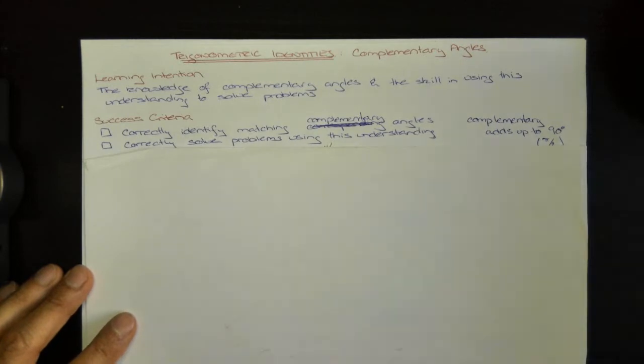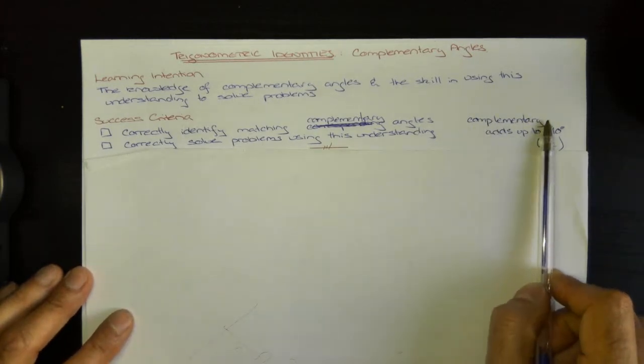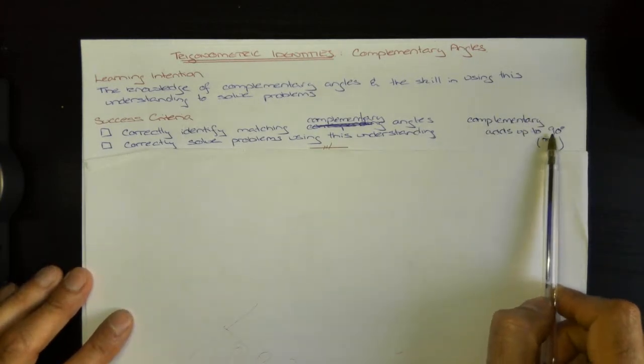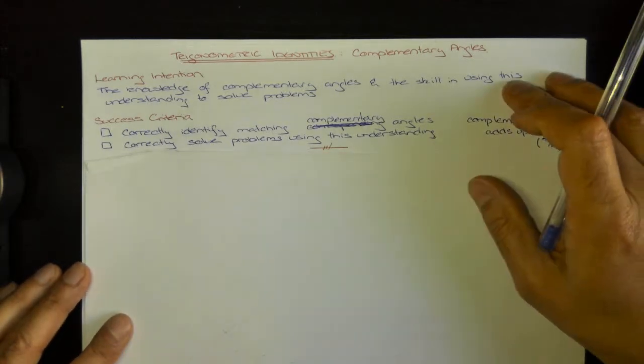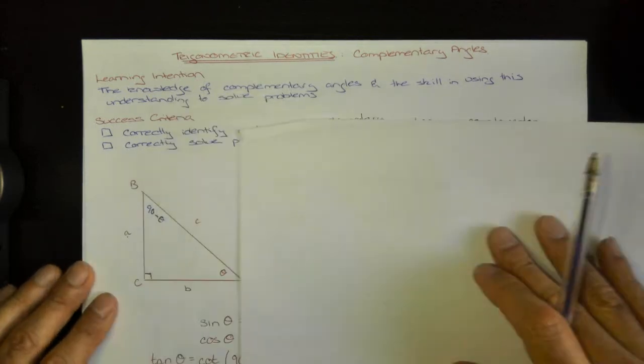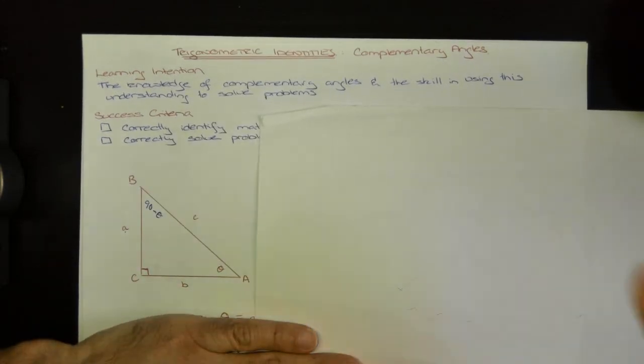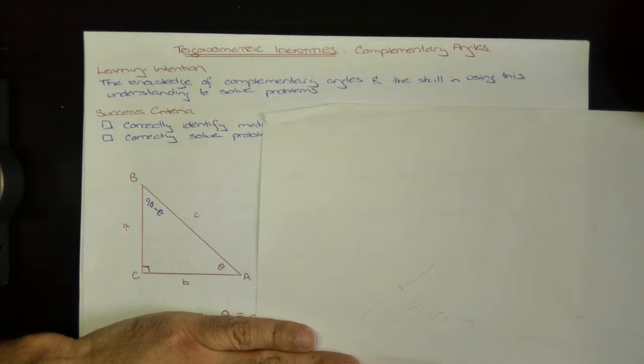In mathematics, the word complementary means there are angles that add up to 90 degrees, or if we're in radians, it's going to be pi over 2. Okay. So, firstly, here we have a triangle. We have a triangle ABC, and I've listed the opposite sides. So that's A, opposite C, and B.